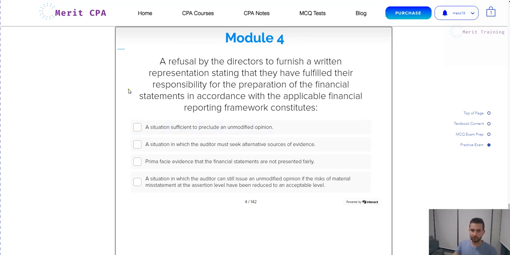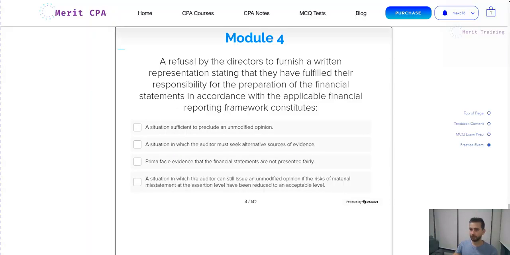A, a situation sufficient to preclude an unmodified opinion. B, a situation in which the auditor must seek alternative sources of evidence. C, prima facie evidence that the financial statements are not presented fairly. Or D, a situation in which the auditor can still issue an unmodified opinion if the risk of material misstatement at the assertion level has been reduced to an acceptable level. So this one's a little bit of a challenging one.